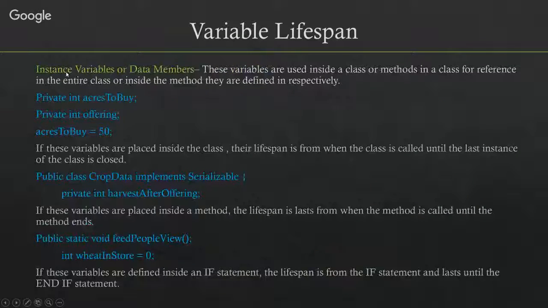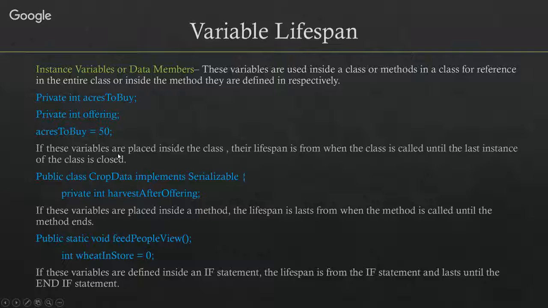Another example of a variable is instance variables or data members. These variables are used inside a class or methods in a class for reference to the entire class, or inside the method they're defined in, respectively. So we set that by saying this variable is private. It's going to be an integer. We can then set it later on in our code: acres to buy equals 50.